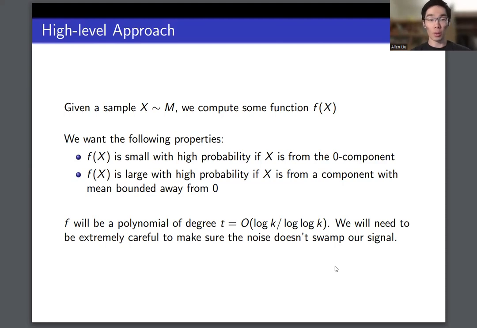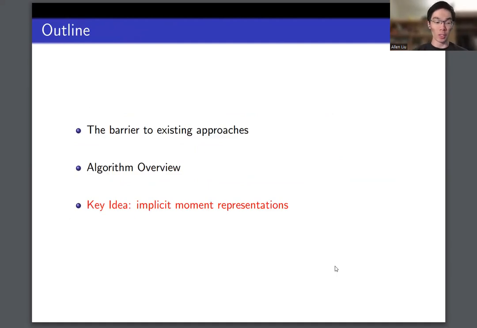Okay, cool. So now I won't be able to go into full detail about how we construct this test function f, but I'll try to explain the key idea in our construction and how we get around this quasi polynomial time barrier for previous approaches.